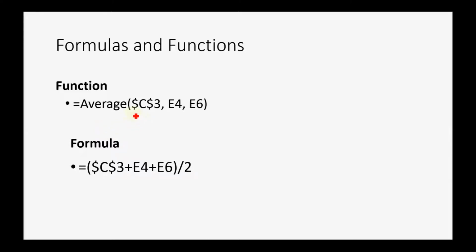But notice that there is something special about the reference $C$3. It has dollar signs in front of the column and row names. These dollar signs signify an absolute cell reference. Same in the formula, here are the dollar signs. This is an absolute cell reference. When you don't see the dollar signs, these are relative cell references. Relative, absolute. But what do these terms mean?